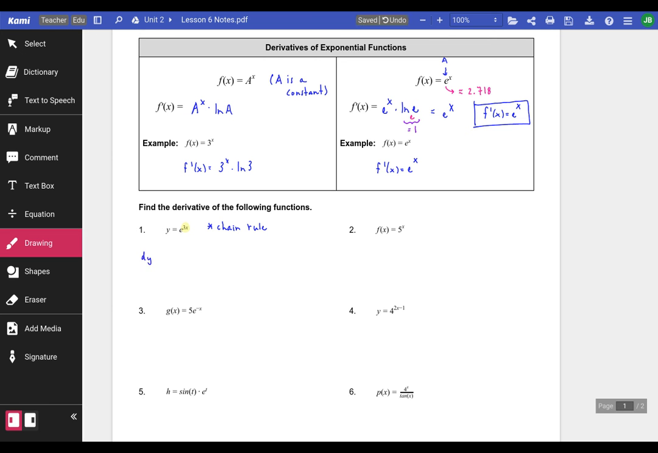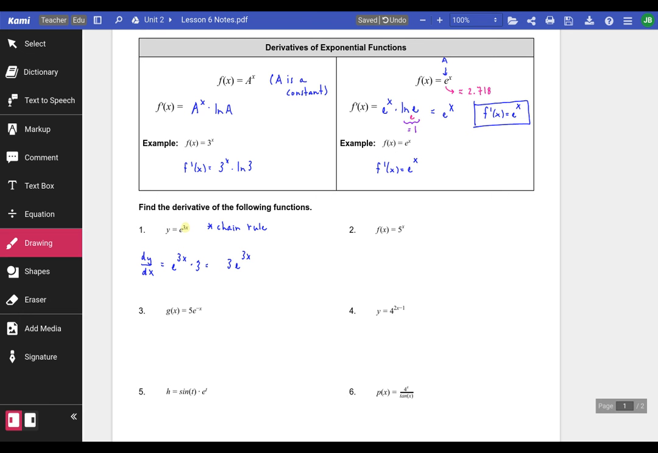So our derivative is going to go like this. Well, we know the derivative of an exponential is just itself. So we're going to start off with e to the 3x. And then we're going to multiply by the derivative of that exponent. So the derivative of 3x is just 3. So our answer is just going to be 3 times e to the 3x. And again, that's because we have that chain rule piece there.